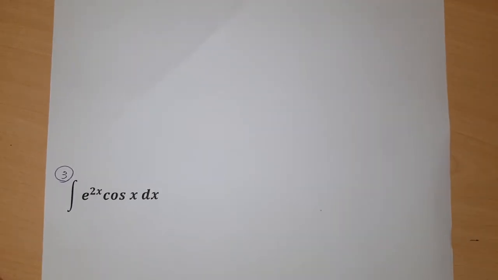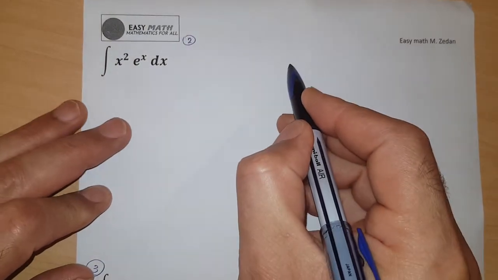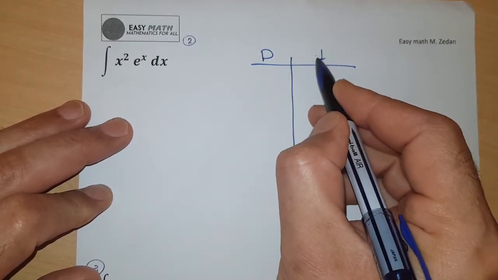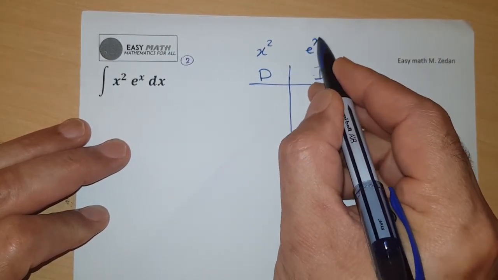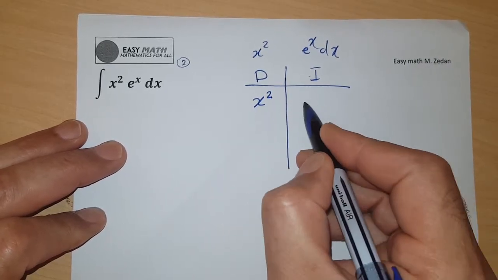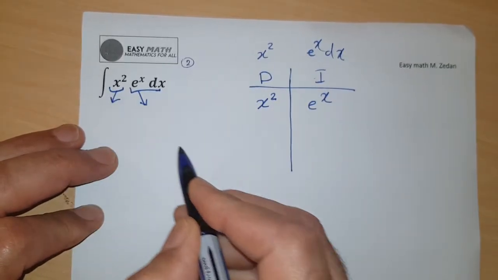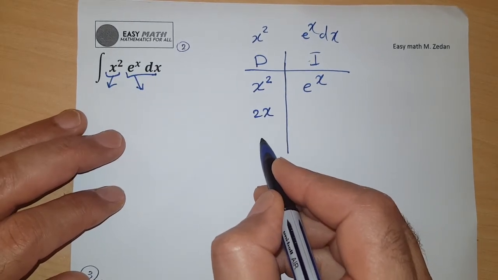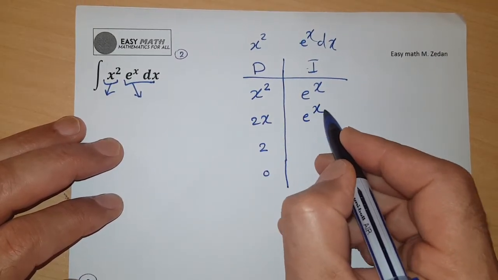Okay, another example. Find the integral of x squared e to the x. Also form a table, as I said now. Derive this function and integrate this function. The derived function is x squared, the integrated function is e to the x dx. Now write the function x squared here and e to the x here. This is the u and this is dv. So the derivative of x squared is 2x, the derivative of 2x is 2, the derivative of 2 is 0. The integral of e to the x is the same, e to the x.